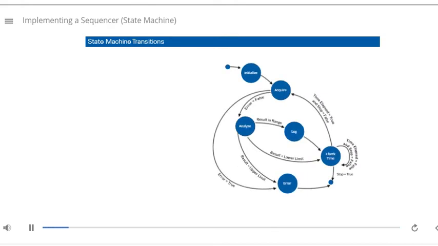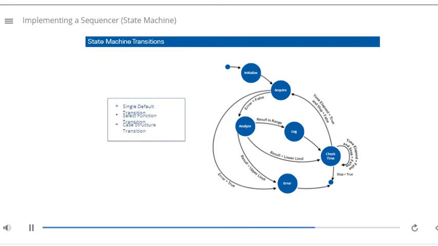Here we see a state transition diagram for an example application. Once you have defined your states, you must implement code to handle the transitions between states. Depending on the number of possible next states, there are several ways to control what state executes next: a single default transition, a select function transition, a case structure transition, or a transition array. Choose the method that best suits the logic of your state machine.